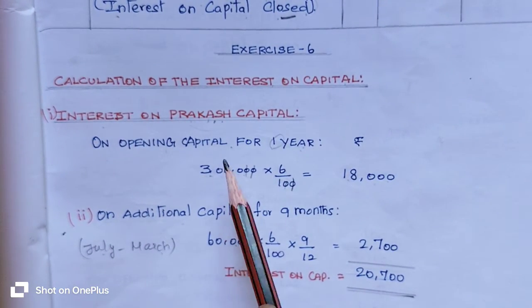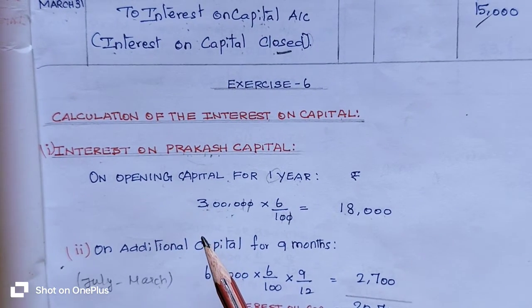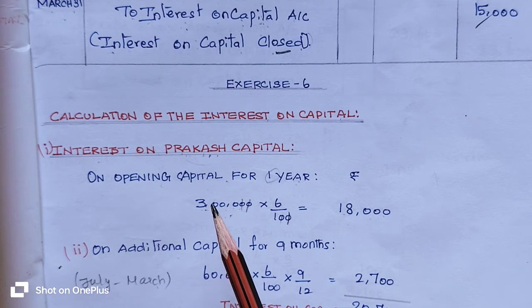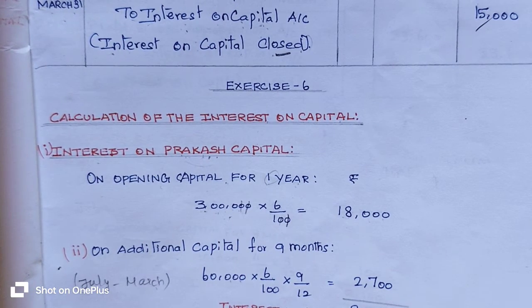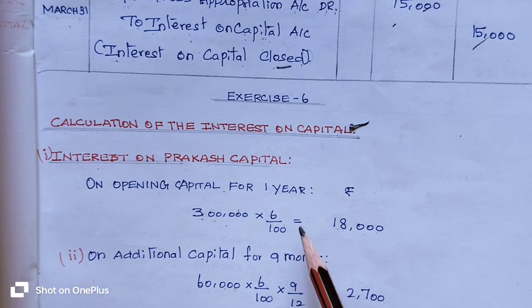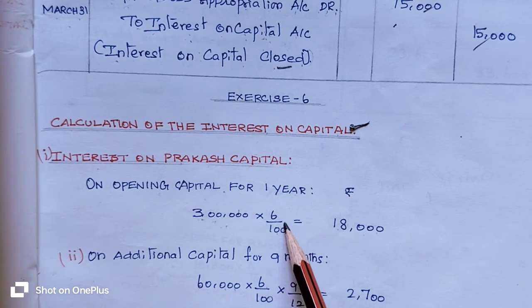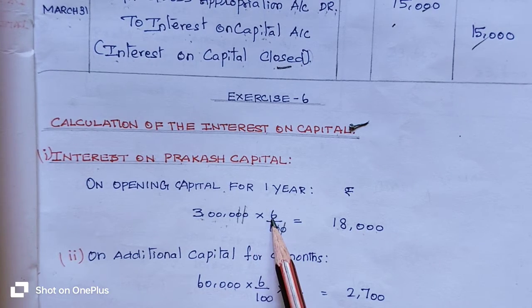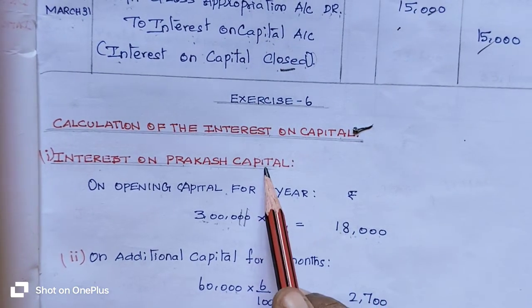So what's the formula to find the interest on capital? First we write the formula: interest on capital equals amount of capital into rate of interest. The amount of capital is 3 lakh rupees. The rate of interest is 6% per annum, means 6 by 100. Now we have to cancel it. This 20 is cancelled with this 20. Remaining 3000 into 6, 3 sixes are 18. So 18,000 rupees is the interest on the opening capital.